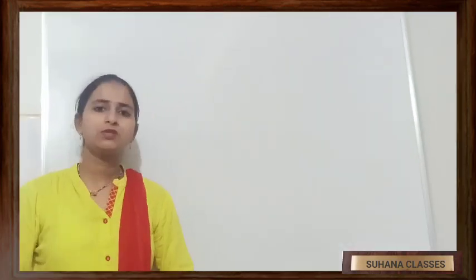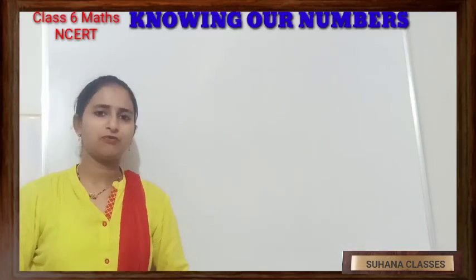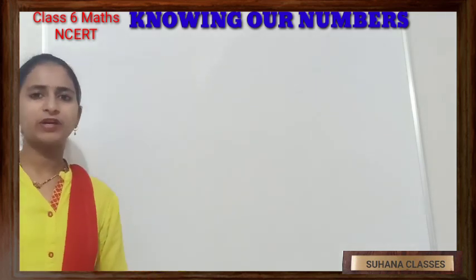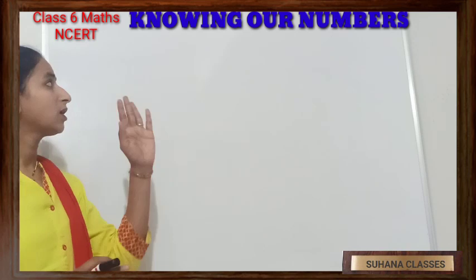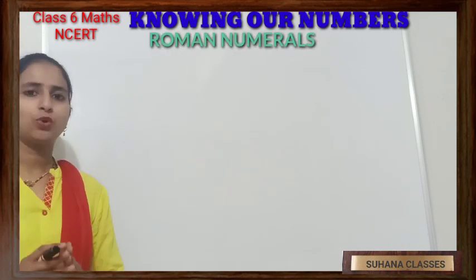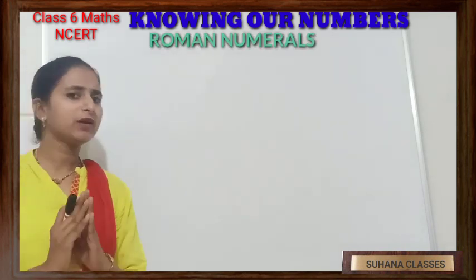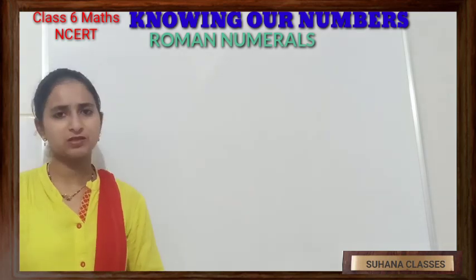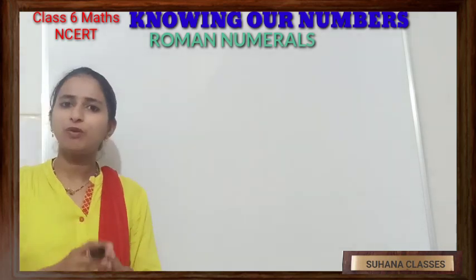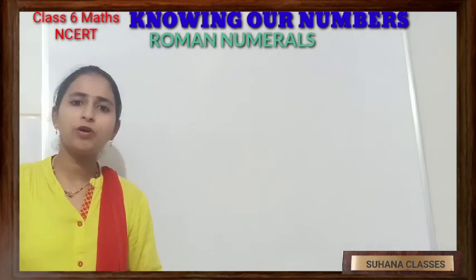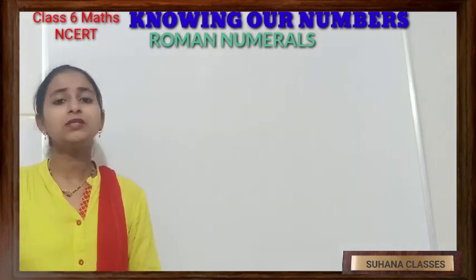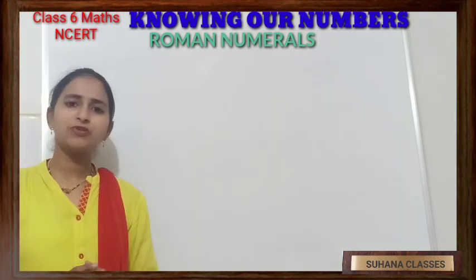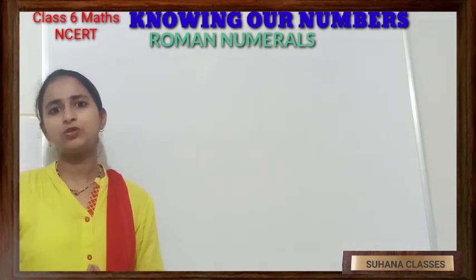Today we are going to study our last topic of our chapter, that is knowing our numbers. And let's see what is that topic. The topic is Roman numbers. So whatever number system we are using, that system is called the Hindu-Arabic system. But apart from this system, we have one more number system that is called the Roman numeral number system. And such a system is still being used day-to-day.